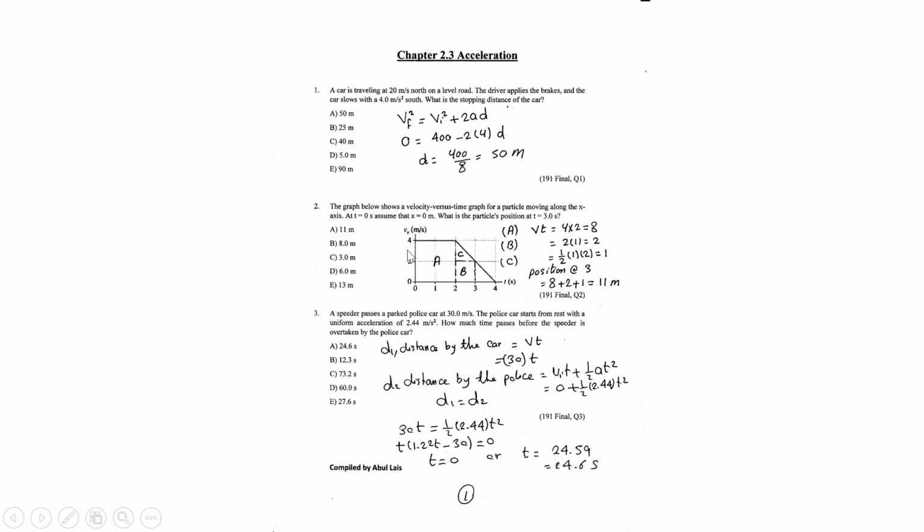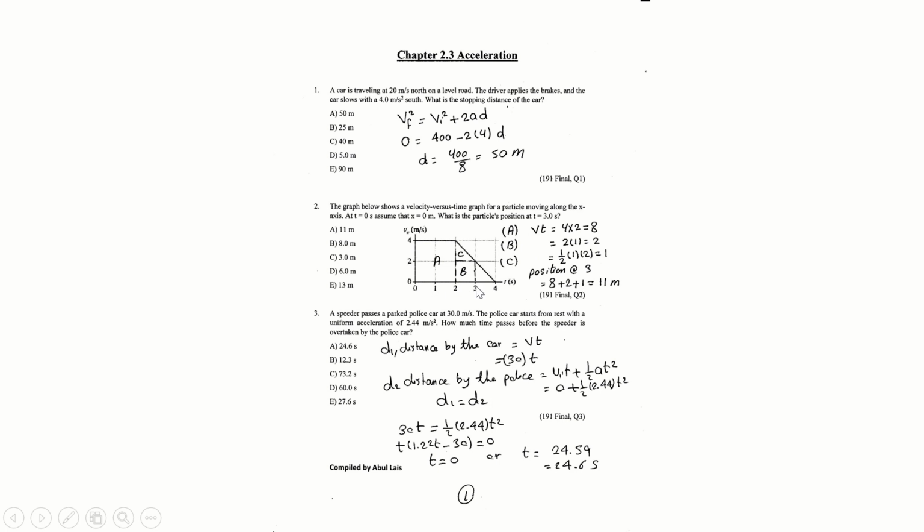So this is the rule: whenever you have a velocity time graph and you want to find the displacement or the distance, try to find the area under the graph. Let's first find area A. Area A is a square, or a rectangle, so it is the length times the width, which is 2 times 4, that will be 8.